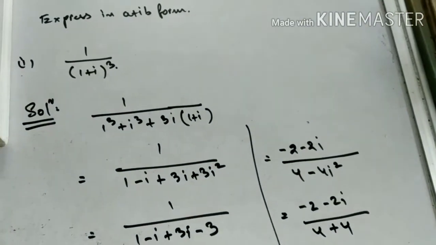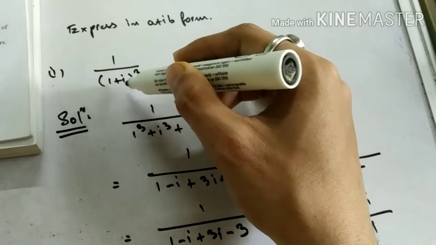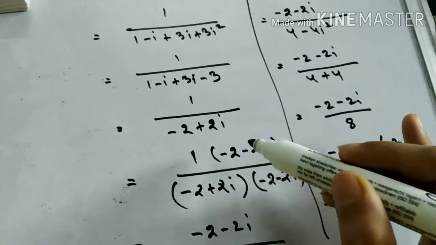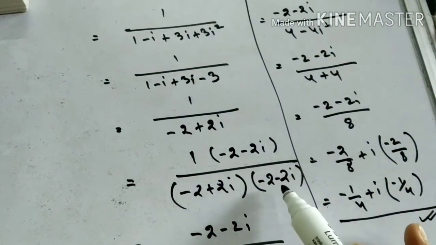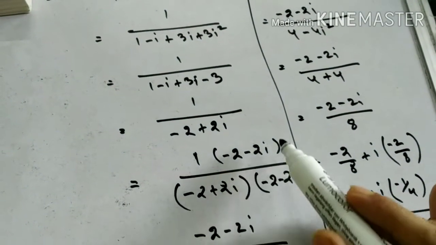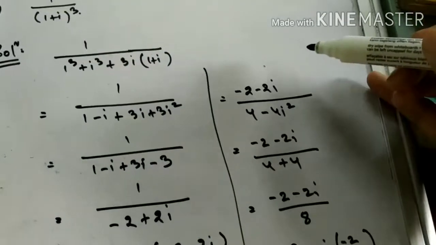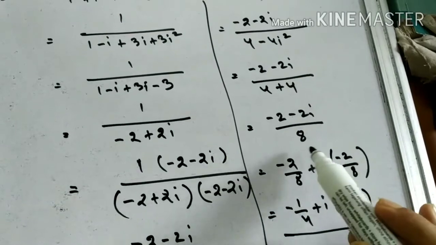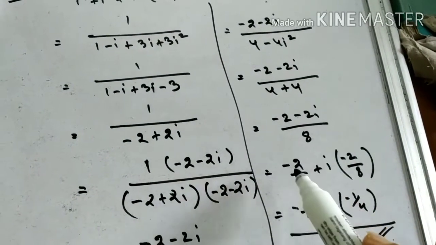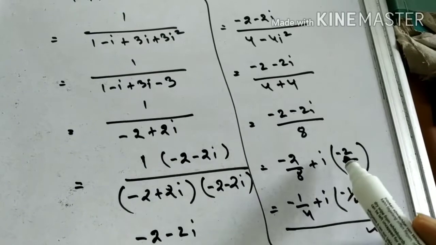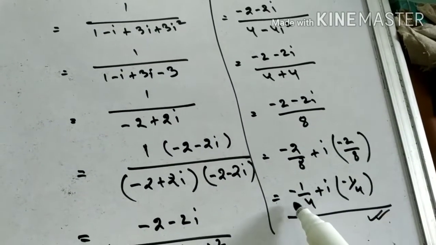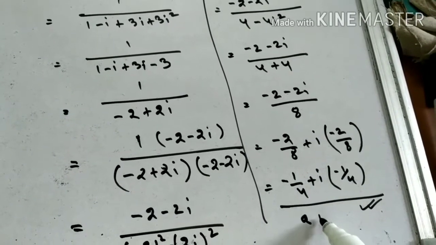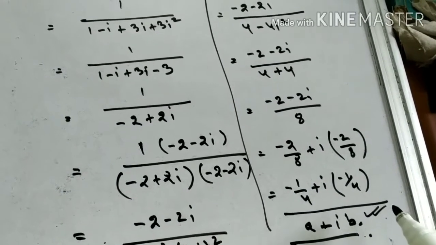First of all, in here what I did, first of all I broke 1 plus i the whole cube in formula. I got this, and then both numerator and denominator are multiplied by minus 2 minus 2i. After that I got this, the denominator I wrote minus 2 by 8 plus i minus 2 by 8. So if I cut it, I will get minus 1 by 4 plus i minus 1 by 4, this is in the form of a plus ib form.